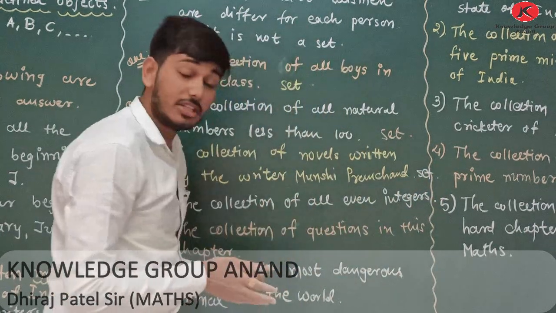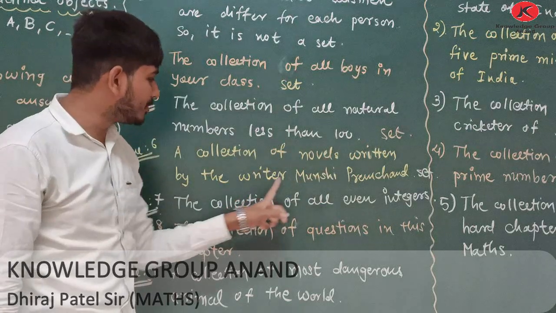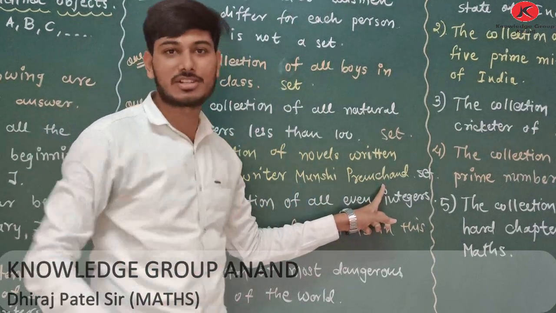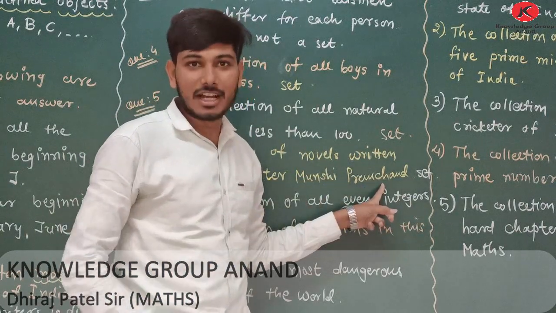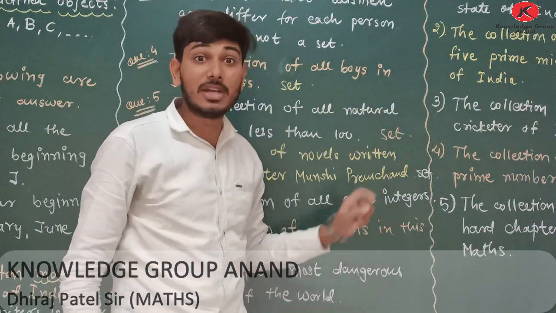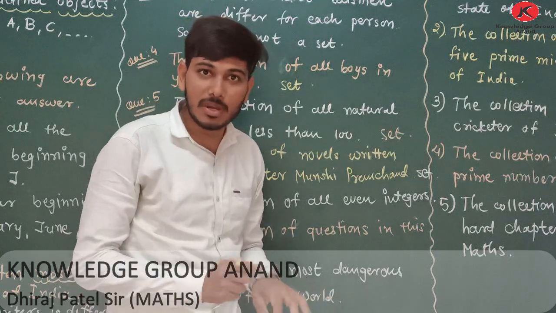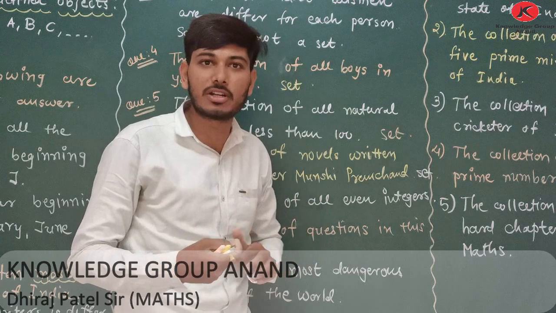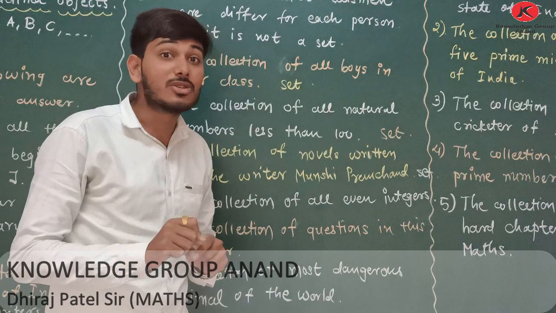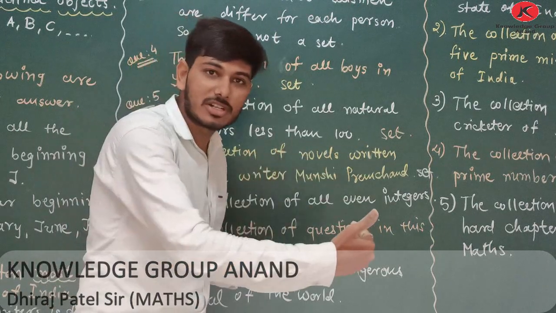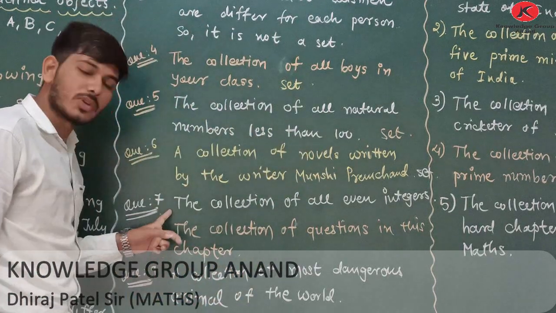Okay? Suppose in this question it was the best novels written by the writer Premchand Munshi, then it is not a set, because according to me, the best are others, and according to different people, the best of Premchand Munshi will differ. So the word best is most important for sets. If best is given, then it is not well defined, because according to the person, the definition of best will differ.